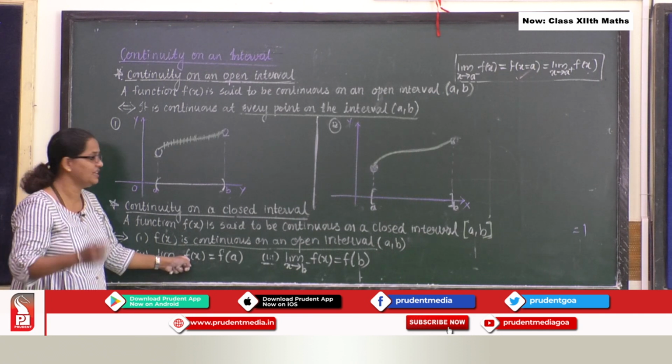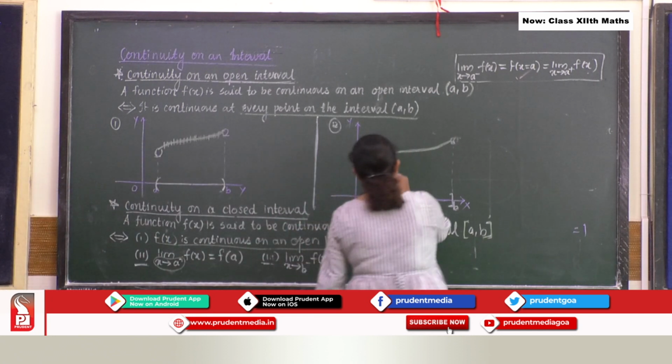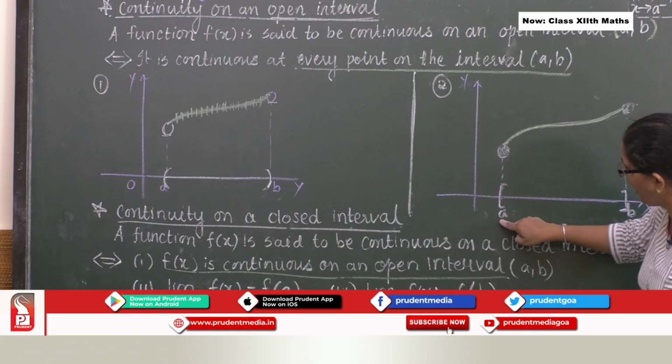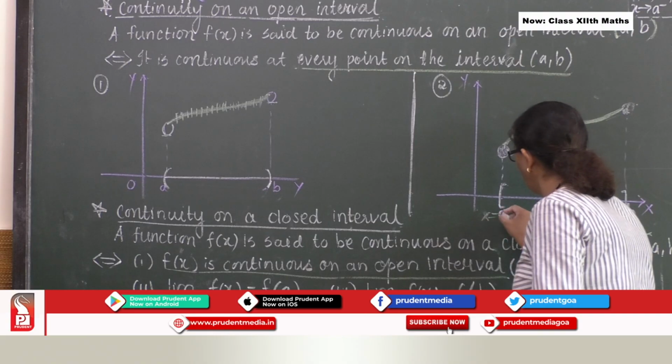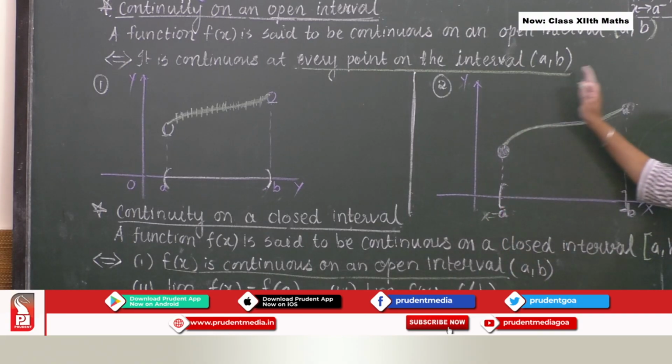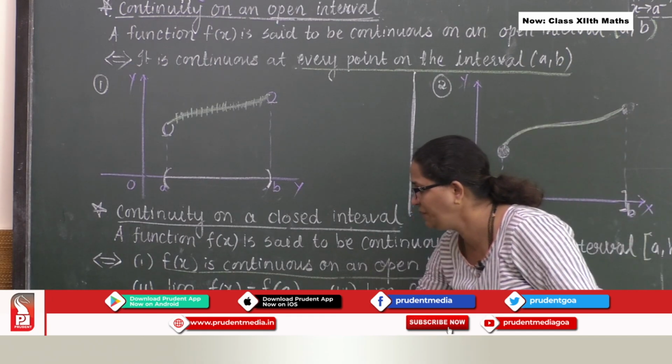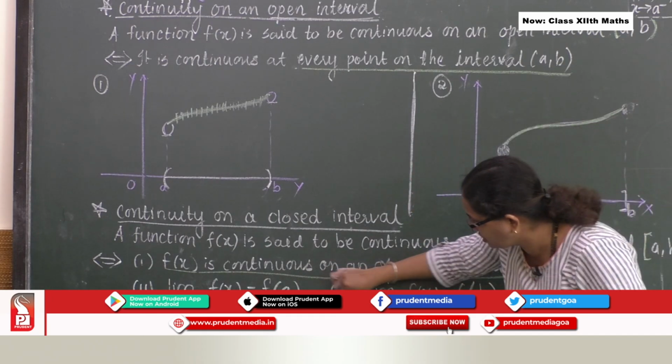What does it mean? Here you can see it is the left and right hand limit. So f of x equal to a is supposed to be the right hand limit of the curve. So this is what is happening over here.